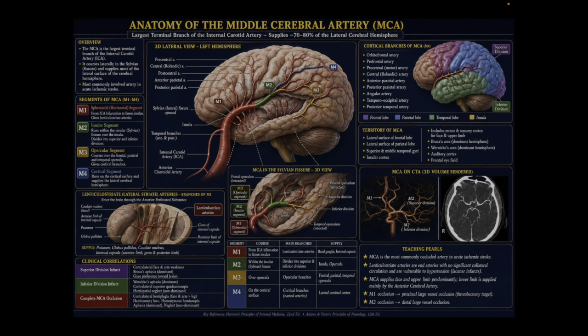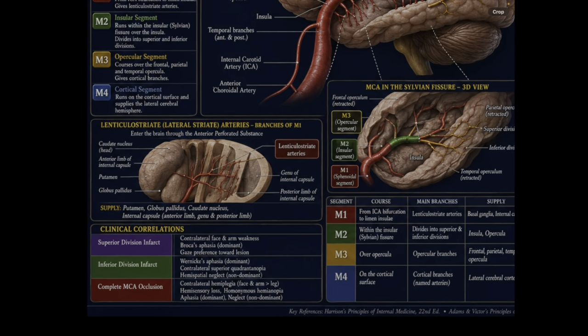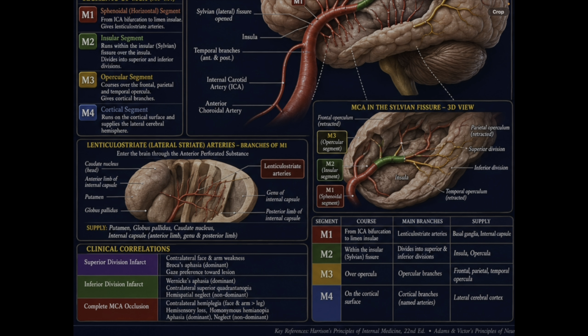So what are the segments of the middle cerebral artery? The segments are the sphenoidal segment, insular segment, opercular segment and cortical segment. So these are the lenticulostriate arteries, branches of M1. Here you can see the caudate nucleus head, anterior limb of internal capsule, putamen, globus pallidus, genu, posterior limb, and lenticulostriate arteries. So M1 supplies the putamen, globus pallidus, caudate nucleus, and internal capsule, anterior limb, genu and posterior limb.